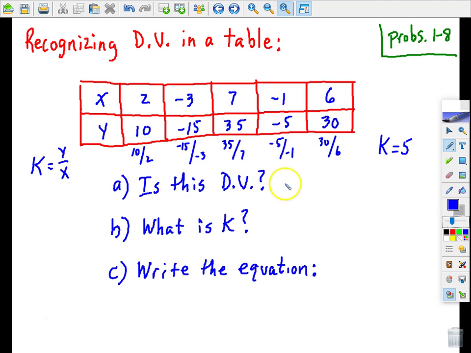So the answer to the question, is this direct variation? Yes. What is k? We've already identified that. Well, now let's put it together. When we found k, it's really pretty easy to write the equation. We just replace the variable k with that actual constant.